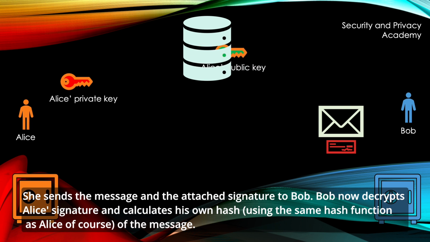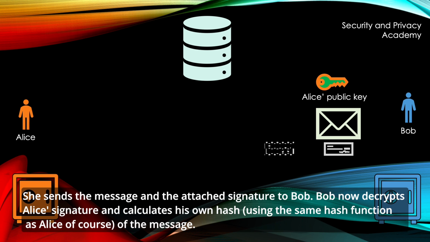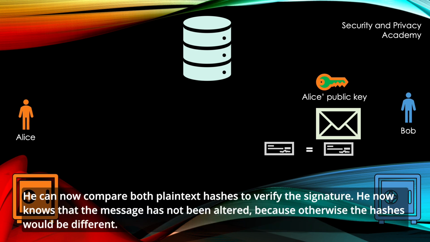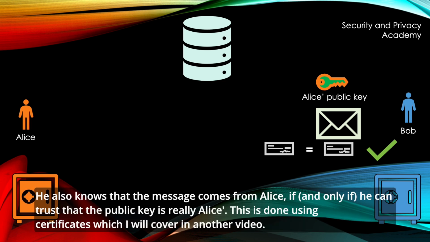Bob now decrypts Alice's signature and calculates his own hash of the message, using the same hash function as Alice, of course. He can now compare both plain text hashes to verify the signature. He now knows that the message has not been altered because otherwise the hashes would be different. He also knows that the message comes from Alice if, and only if, he can trust that the public key is really Alice's. This is done using certificates, which I will cover in another video.